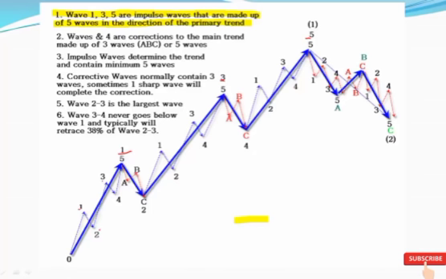Now, waves 2 and 4 are corrections to the main trend, and they're made up of 3 waves or 5 waves. So right here, you see this ABC corrective wave. That's 3 waves: 1, 2, 3, where the upside was 1, 2, 3, 4, 5. So waves 2 and 4, which means this one and this one, or the smaller ones, are made up of 3 waves or 5 waves. Now, what do I mean by a 5 wave in a correction?